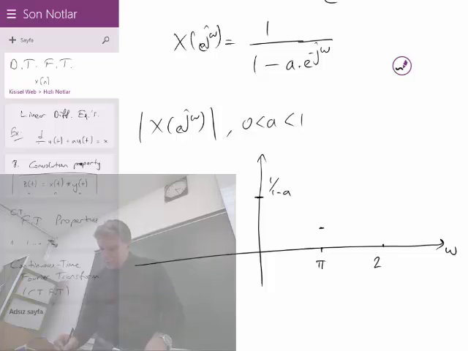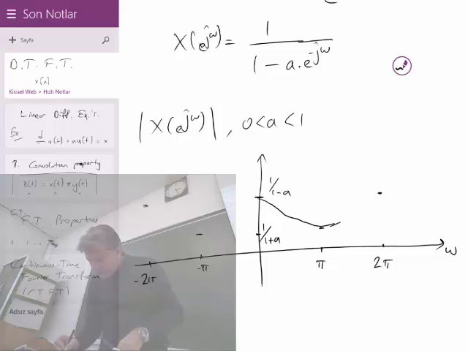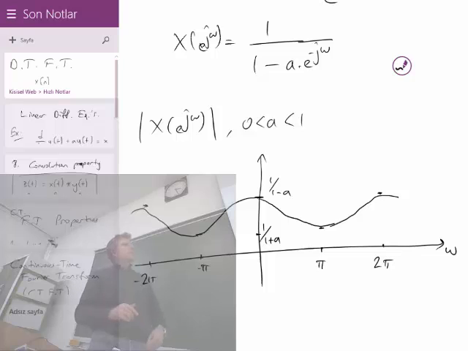When it comes back to 2 pi, e to the minus j omega will again be 1, just like at 0. So it will come back to 1 over 1 minus A. By the way, this point that we're talking about is 1 over 1 plus A. And at minus pi, it will come back to here. At minus 2 pi, it will be again a large number. So the figure that we're looking for is probably looking like this. So that's an oscillation with a period of 2 pi clearly.